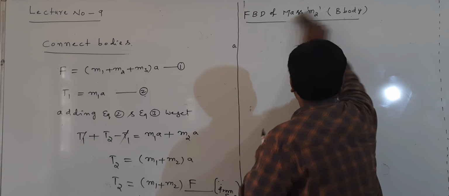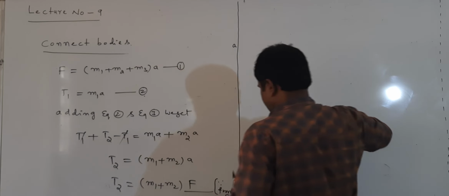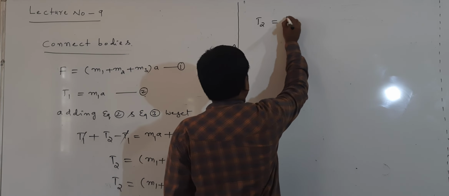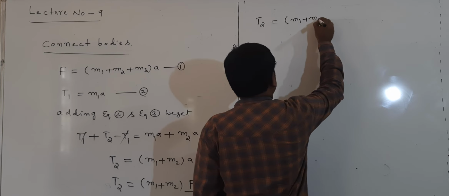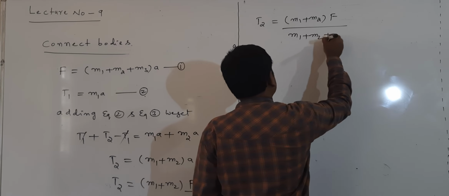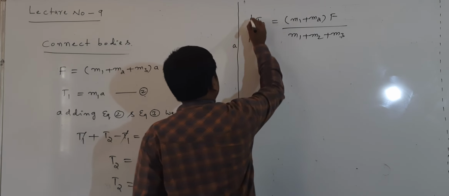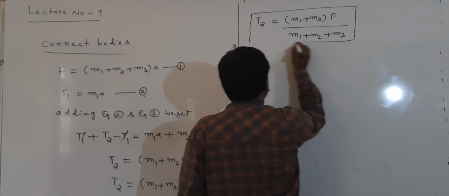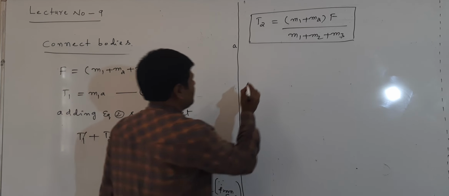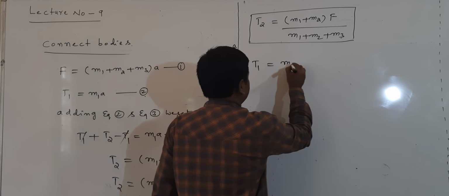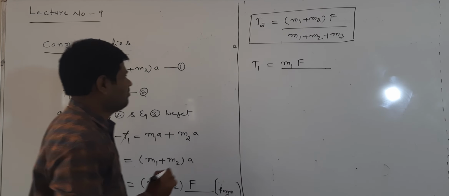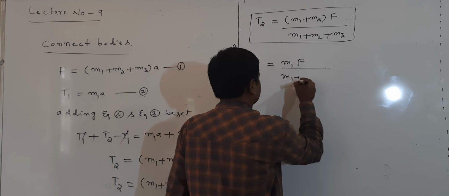What is the tension value we are getting here? Now tension T2 is equal to (M1 plus M2) into F by (M1 plus M2 plus M3). This is the tension value in the second string. Now the tension value in the first string we already have: T1 is equal to M1 F by (M1 plus M2 plus M3).